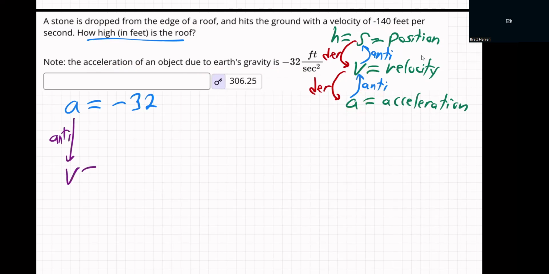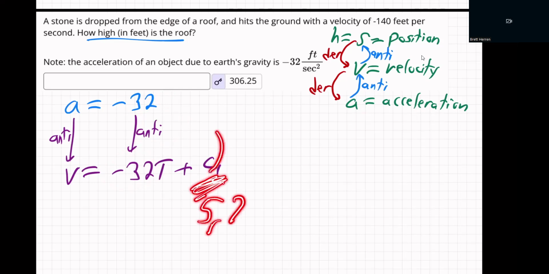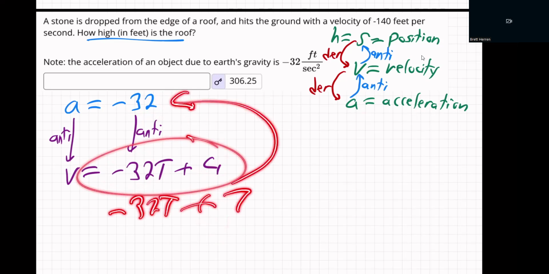The antiderivative of negative 32 is negative 32t, because the derivative goes back to negative 32. So the antiderivative is minus 32t plus constant 1, because there could be any number added. Constant means any number, not a letter, no t's, like a 5 or a 7, because the derivative of a constant goes to nothing. The derivative of minus 32t plus any number will go back to minus 32, so it is properly the antiderivative.